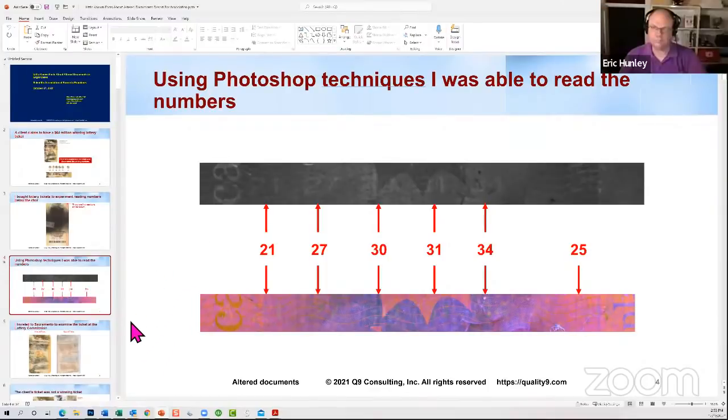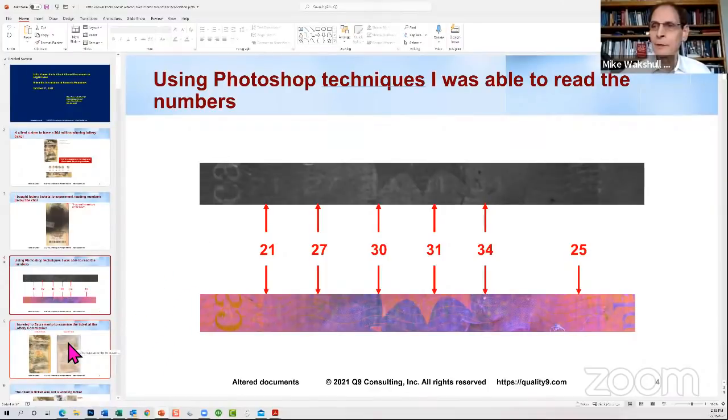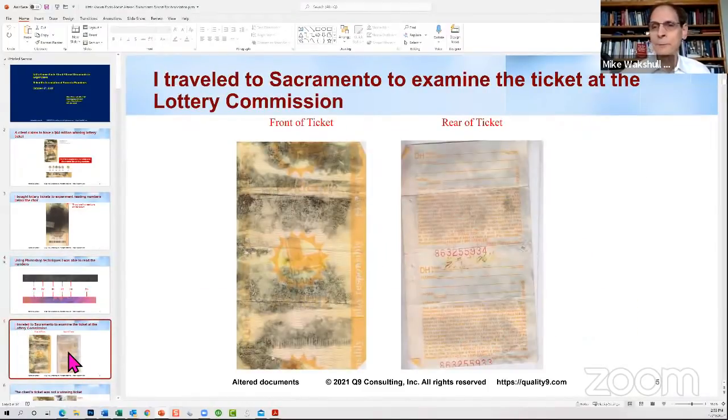But anyway, we wanted to see the actual ticket, and I asked the Lottery Commission if they would send it down to one of their local offices, and they wouldn't, because the Lottery Commission had the ticket. And we went up to Sacramento, which is the capital of California, to the Lottery Commission, and I examined the original ticket, the actual ticket.